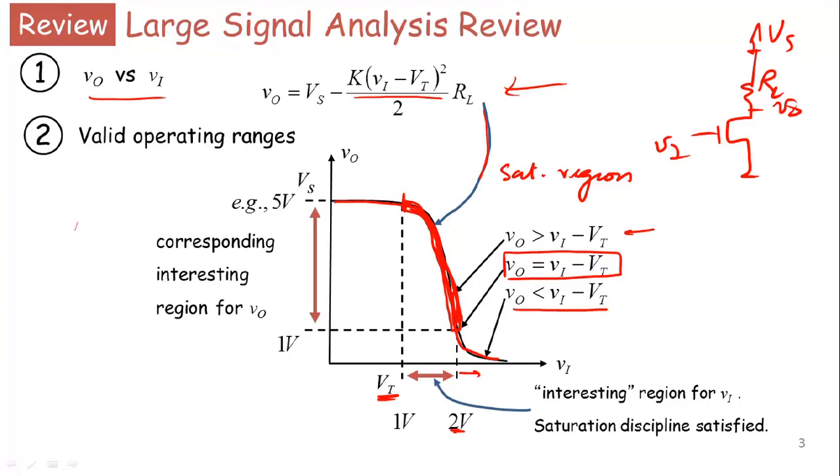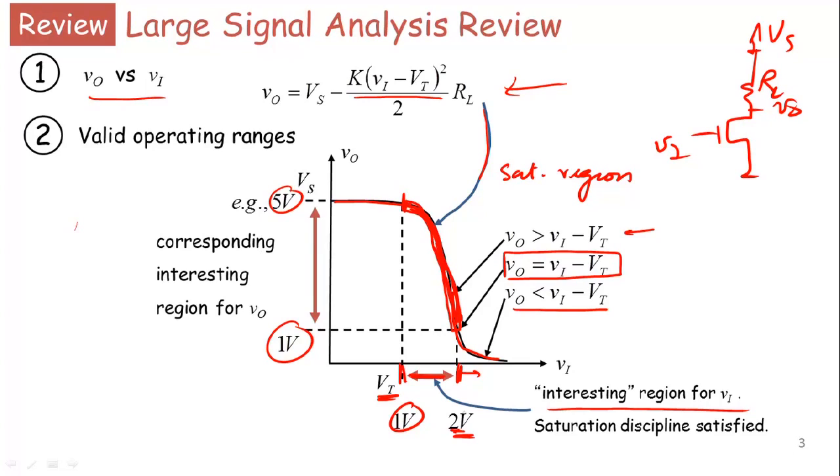So we looked at finding the valid operating ranges for the MOSFET, and we did so. What we found was that the interesting region of operation, the saturation region, was given by this range here. This is the interesting range for Vi where the saturation discipline was satisfied. As a typical example, if I had a MOSFET with Vt of 1 volt, it's not unusual to find that the valid range of operation is on the order of, say, 2 volts. And for the demos done in class, we picked Vs to be 5 volts. And the low voltage in this case for the output would be 1 volt.